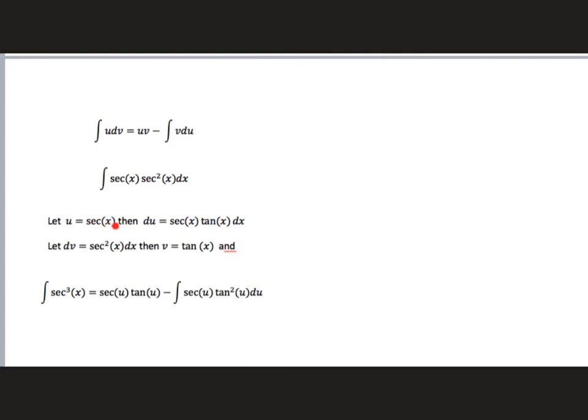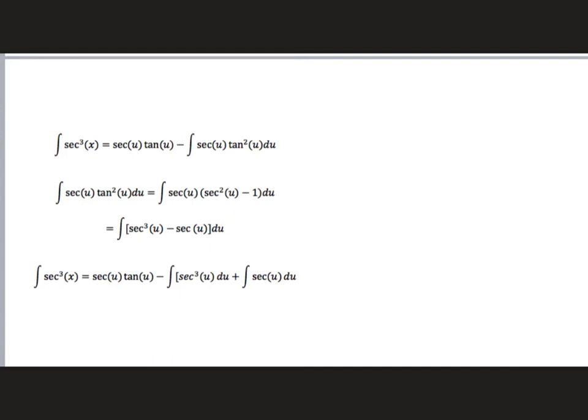So if u is the secant of x, then du is simply obtained by taking the derivative, and that gives me secant of x times the tangent of x dx. And if dv is equal to this part here, secant squared of x dx, well, the integral of that is just tangent of x. And that leaves us with secant cubed of x is equal to secant times tangent, that's u times v, and then minus v du.